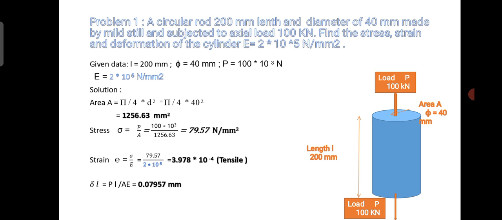Okay, now to find the deformation delta L, we have the formula PL divided by AE. Now after putting the values and calculating, we get the value of delta L, that is deformation, equal to 0.07957 mm.